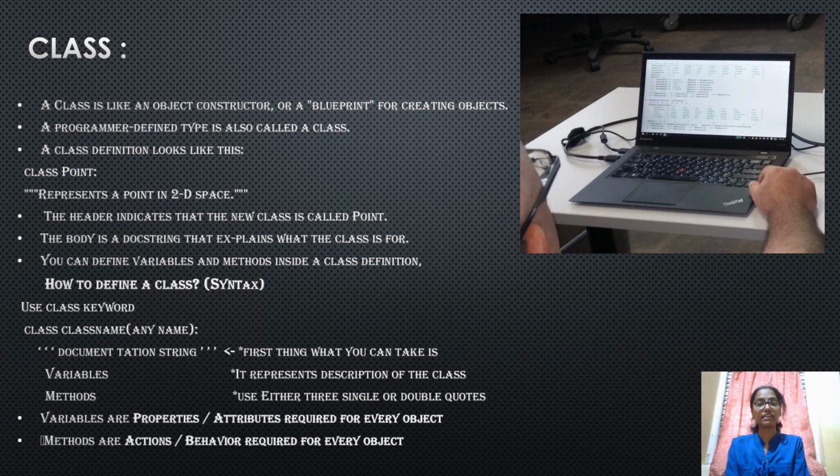So, how to define a class? Syntax. Here, use the class keyword, then the class name, any name. First thing you can take is triple apostrophes, a documentation string. Then variables. Here it represents the description of the class. Then the methods. Use either triple single or double quotes. Variables are properties or attributes required for every object. Then the methods are actions or behavior required for every object.